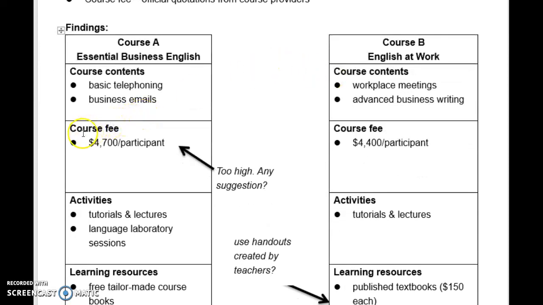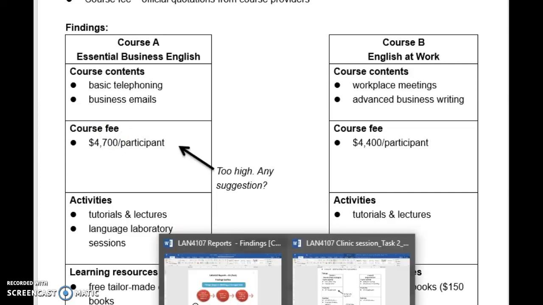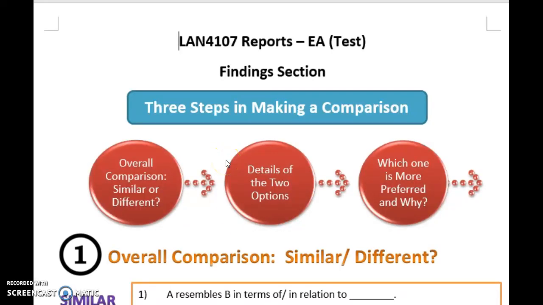For example, if you're now comparing the course fee of A and B, what do you need to do? Would you say course A is $4,700 per participant, while the course fee of B is $4,400 per participant? Or would you attempt to give a more detailed comparison? So that's why I'm suggesting to you today a three-step pattern in making a comparison.